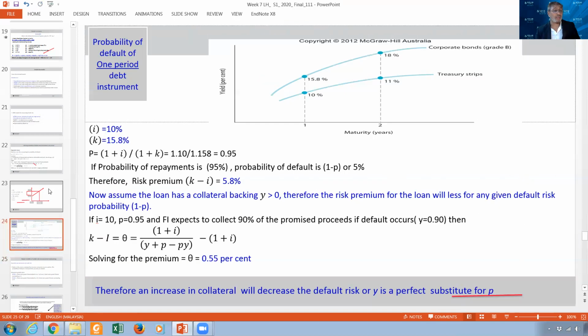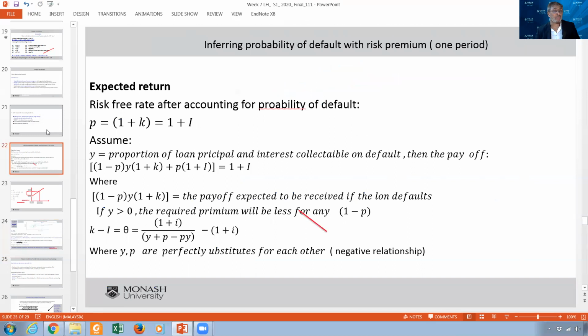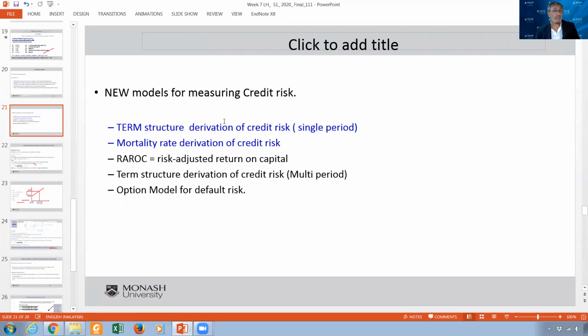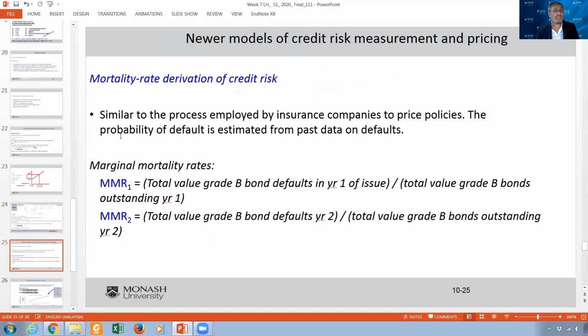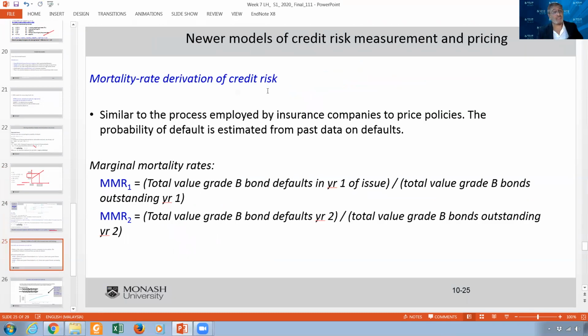Now I'm done with the mortality. I'm done with the term structure. It's the most complicated one. Here is just mortality rate, deviation, credit risk, very easy. It's similar to the process employed by insurance companies to price policies. The probability of default is estimated from past data.